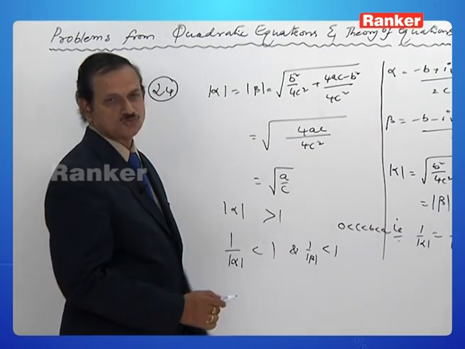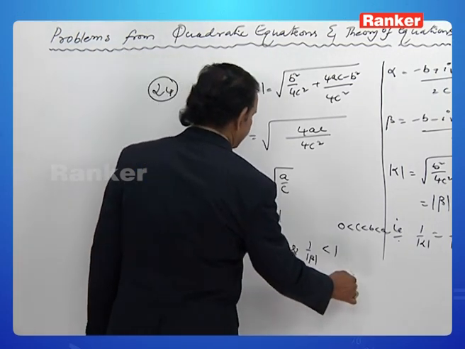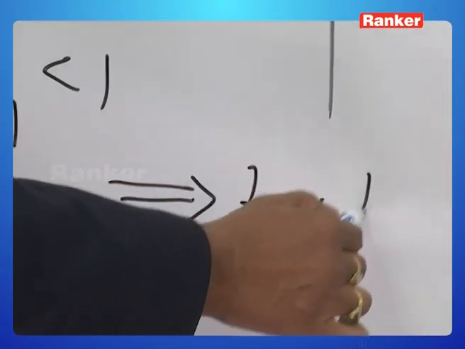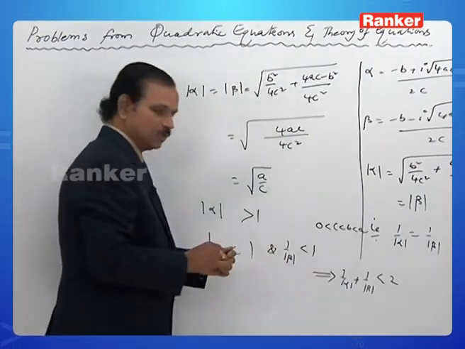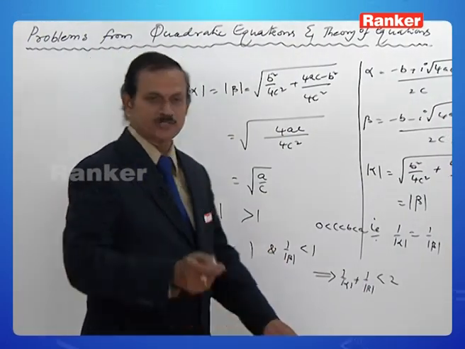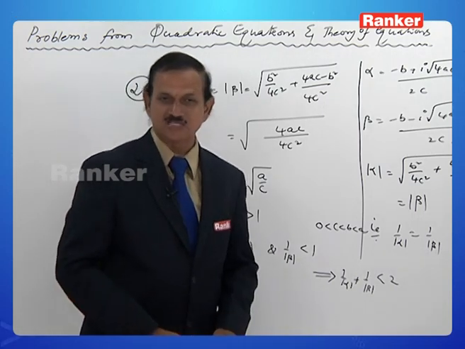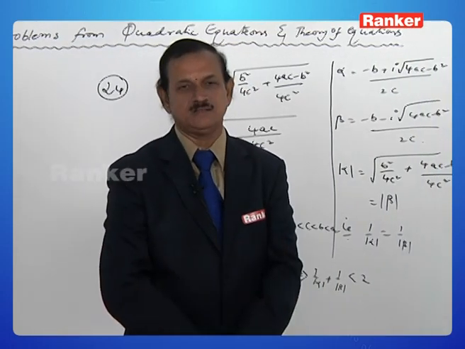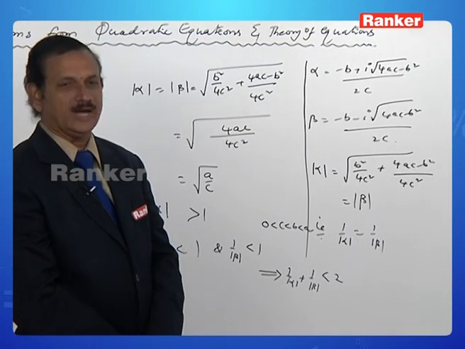You add these two. What is going to happen? 1/|alpha| + 1/|beta| is less than 2. So it is also available among the given options, that is, in option C. Hence, we have noticed that both option B and option C are correct and appropriate for this question. So, there are two answers.